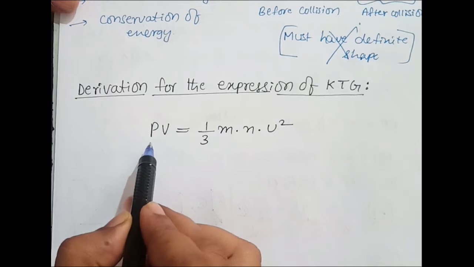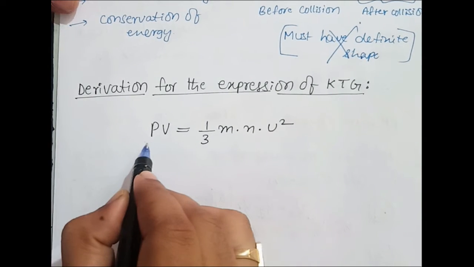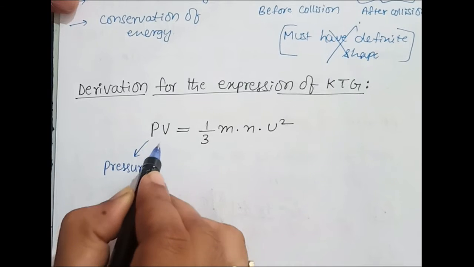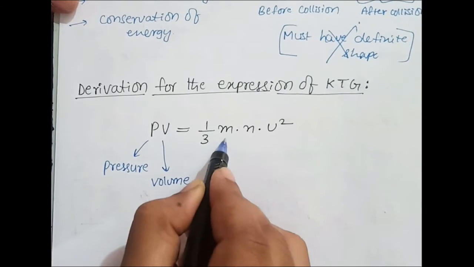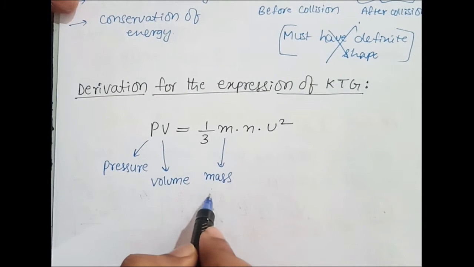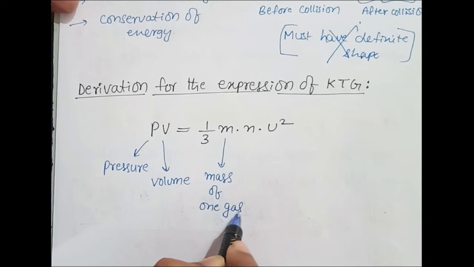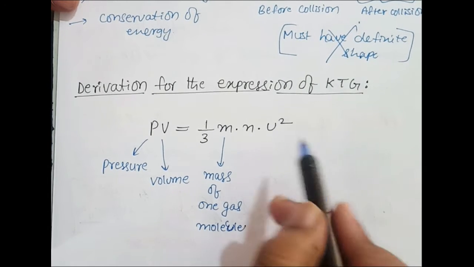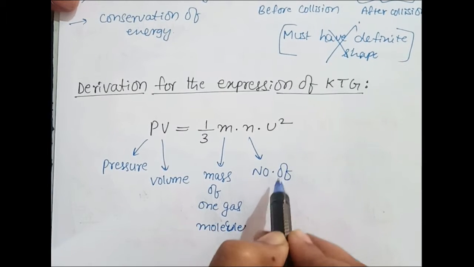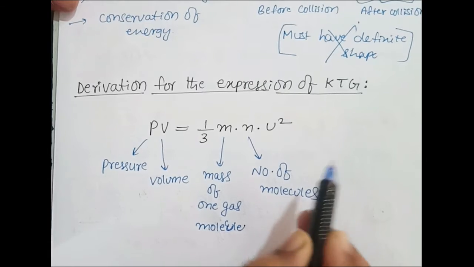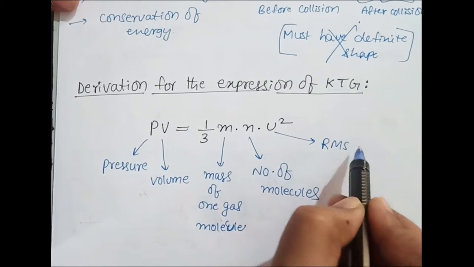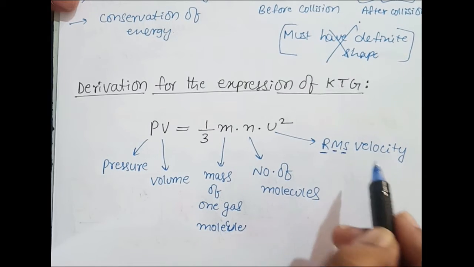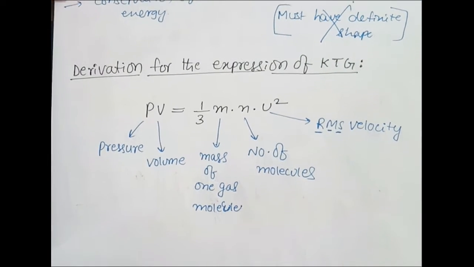Of course you know what P is. P is pressure, V is volume. P is the pressure of the gas, V is the volume of the gas, m is the mass of one gas molecule, N is the number of molecules, and u is the RMS velocity. We will also learn what RMS velocity is. Its full form is root mean square velocity.